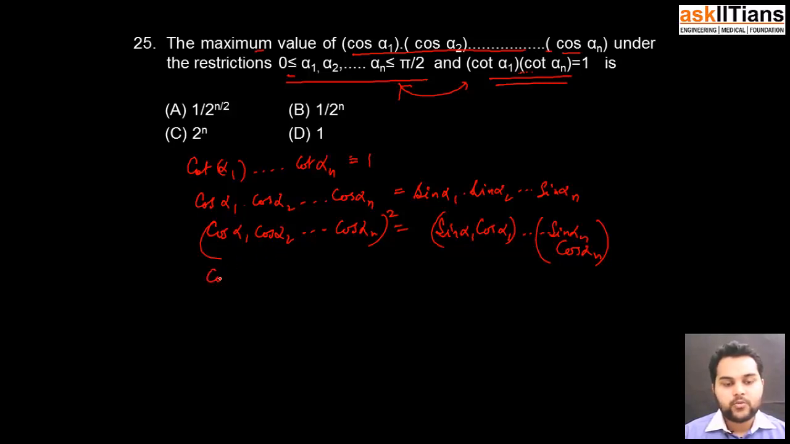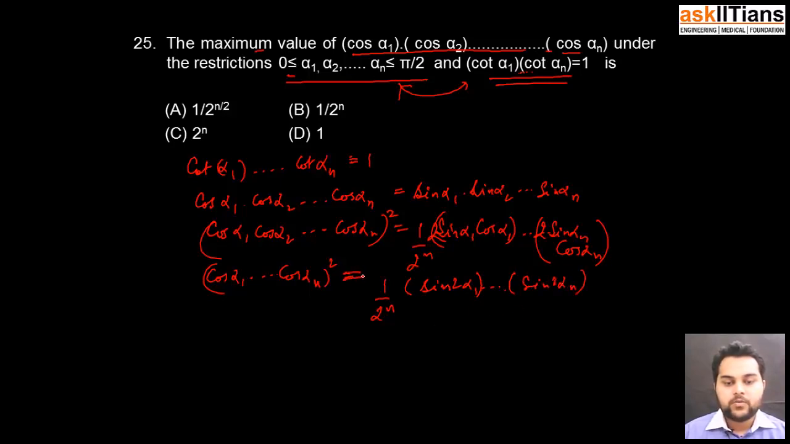Then this expression would be (cos alpha 1 up till cos alpha n) whole square. Multiplying and dividing this second term that I got with 2 raised to n, so that will be 2 in each bracket n times and 1 by 2 raised to n here, so that gives me 1 by 2 raised to n sin 2 alpha 1 up till sin of 2 alpha n.